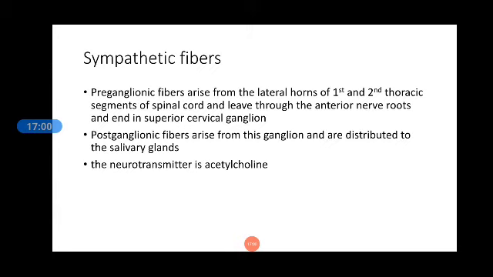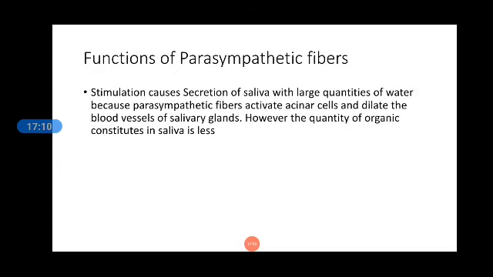The neurotransmitter for the parasympathetic fibers is acetylcholine, and the neurotransmitter for sympathetic fibers is noradrenaline. Okay.